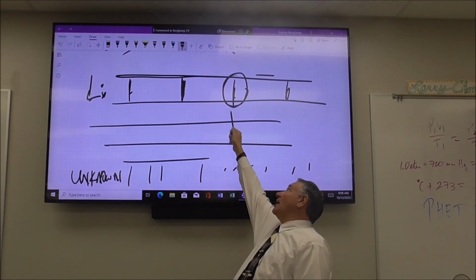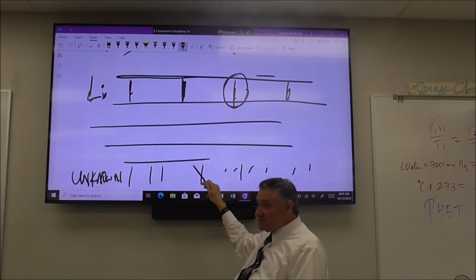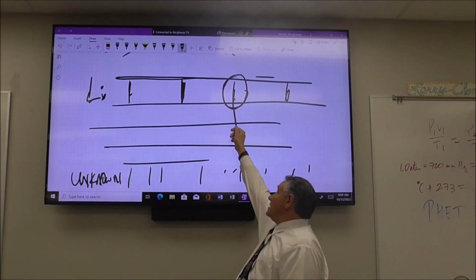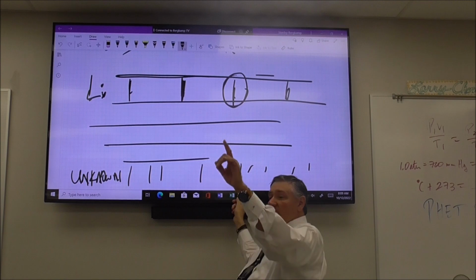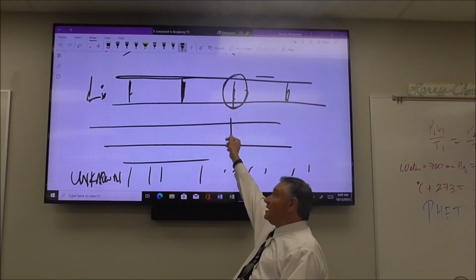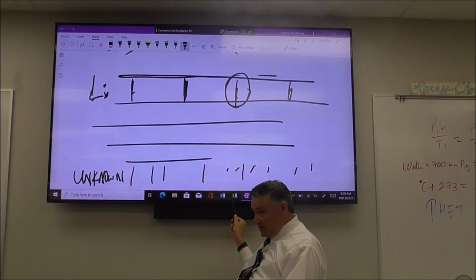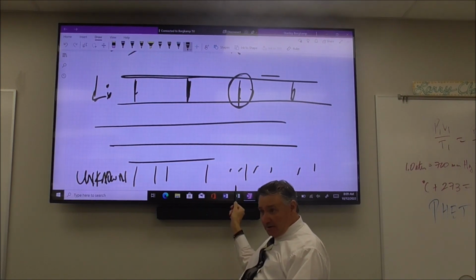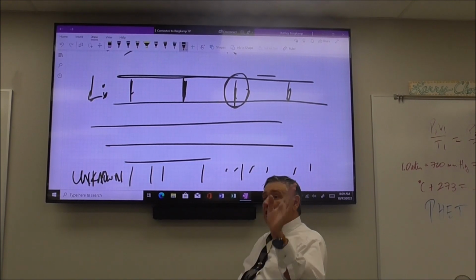Now, if lithium is in the unknown, when you look at this line, that spectrum line is going to be here. So go to lithium, find this third one over from the right. Now, go straight down to the spectrum line of the unknown. Is that line in the unknown spectrum? It's not. So that means lithium is not there.